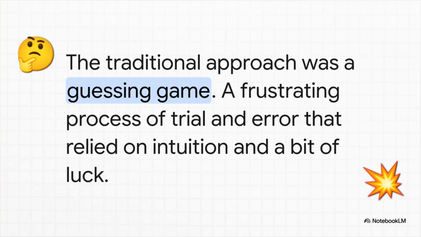You know, the traditional approach was basically a guessing game. Chemists would stand there and ask, okay, if I mix chemical A with chemical B, what's going to happen? And yeah, sometimes it worked, but most of the time it was just this incredibly frustrating process of trial and error. It felt more like an art than a science, you know? It really relied on a chemist's intuition and, let's be honest, a good bit of luck.